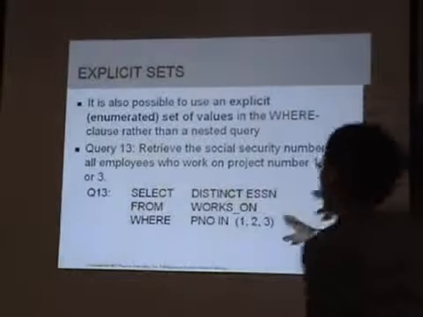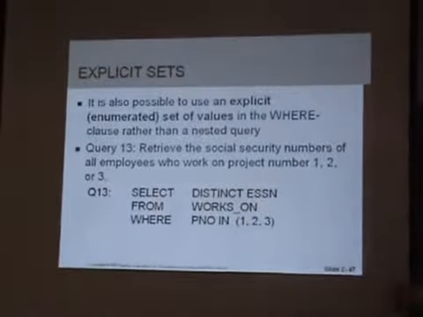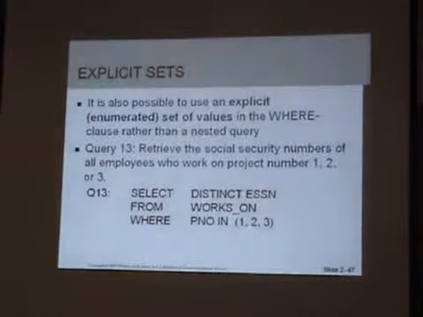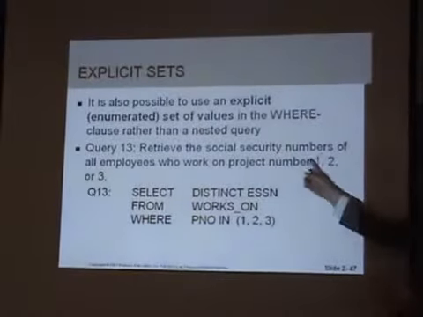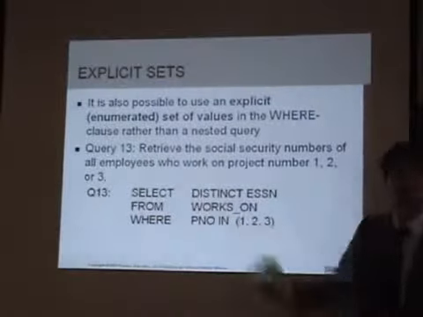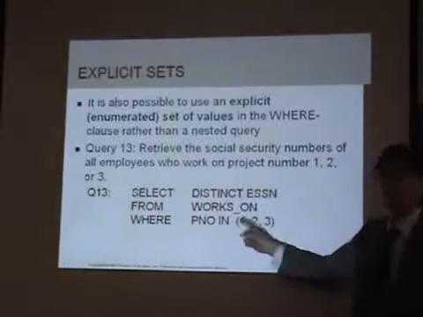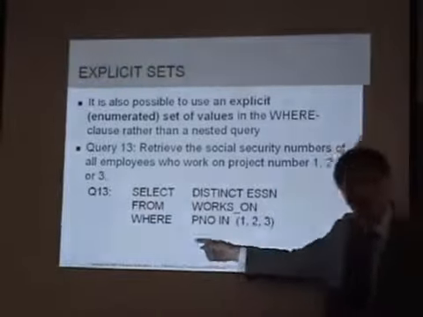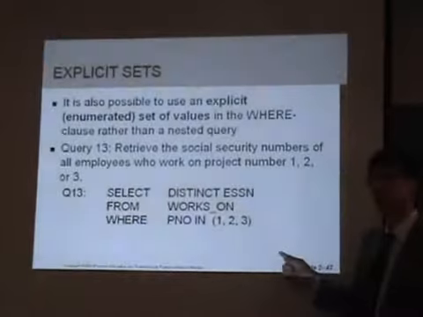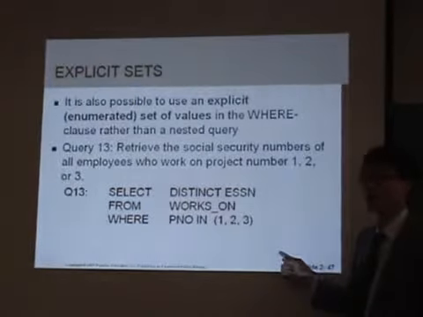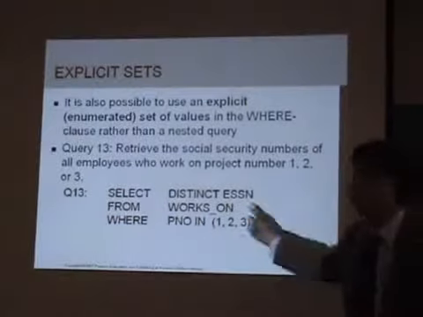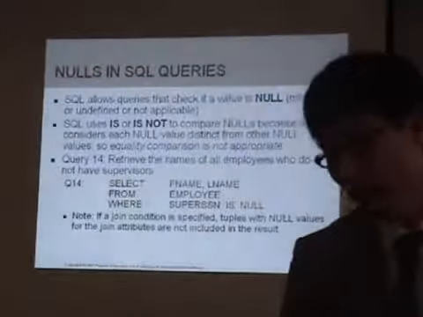Then the IN operation is like that. In this case, retrieve the social security number of employees who work on project number 1 or 2 or 3. Without using IN, you can implement Pno equal to 1 or Pno equal to 2 or Pno equal to 3. We don't want such duplicate conditions, right? So we can use the IN operation. One of these is IN.